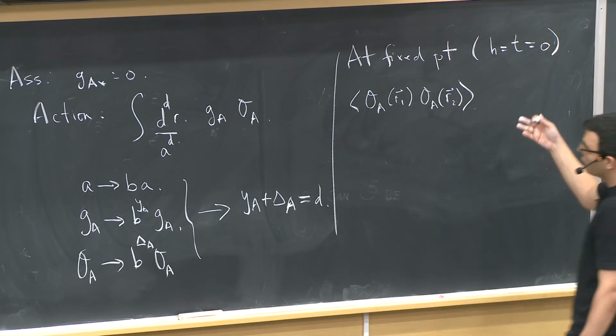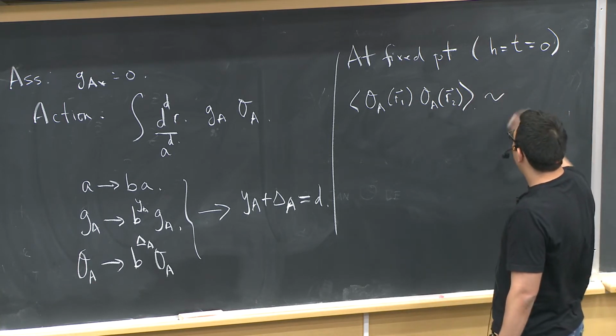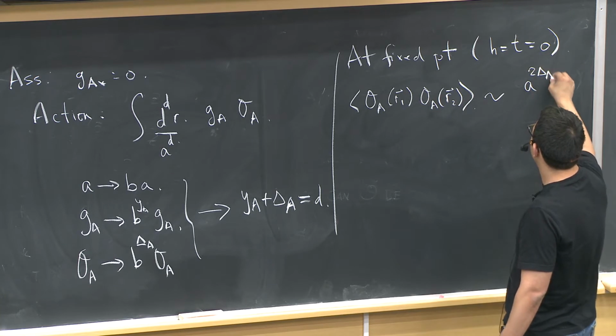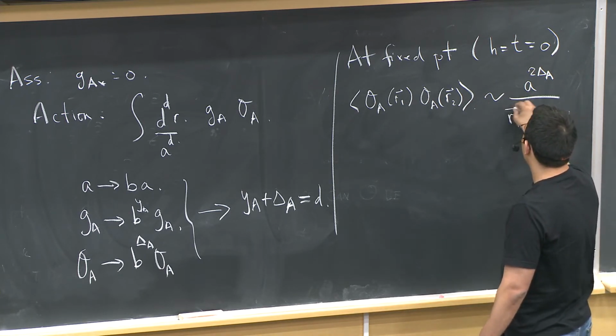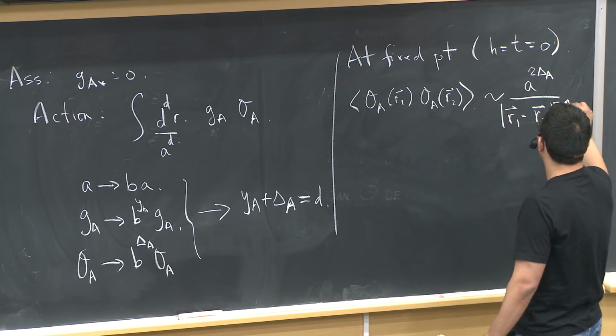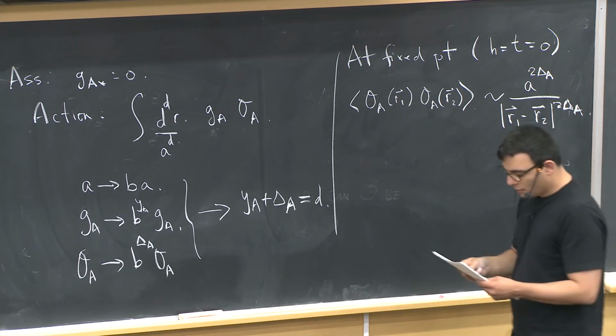So if we were to write down the formula for it in terms of the coordinates, that formula would have to be proportional to A to the power 2 delta A. But A is dimensionful. These operators, in this way of thinking about them, are dimensionless. So I should divide this by (R1 minus R2) to the power 2 delta A. So this delta A is precisely the scaling dimension that Chris defined. Okay?